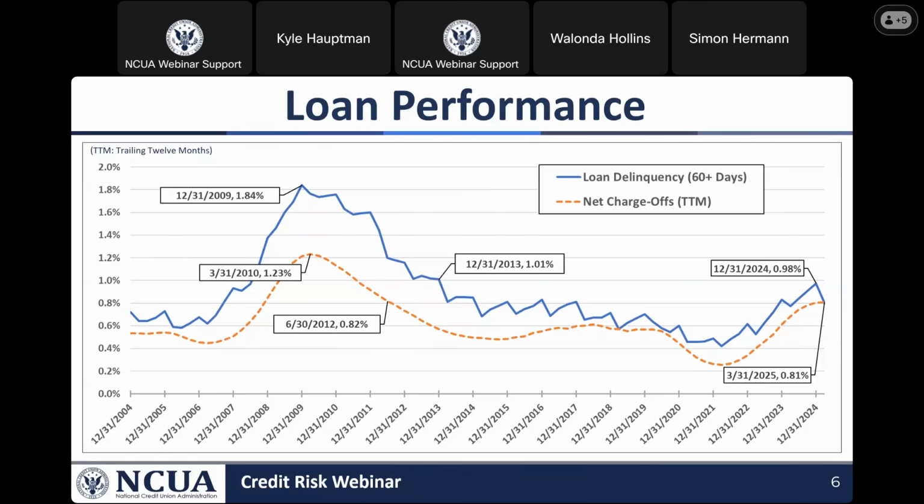Loan delinquencies are cyclical and typically peak at the end of the year. The 2024 year-end delinquency rate peaked at 0.98%, which was the highest point since the end of 2013, when the industry was still recovering from the global financial crisis. The rolling 12-month net charge-off rate was 0.81% as of the first quarter of 2025, which was the highest point since mid-2012.